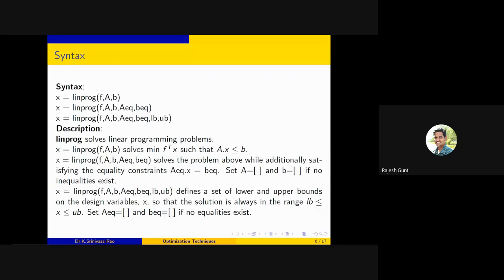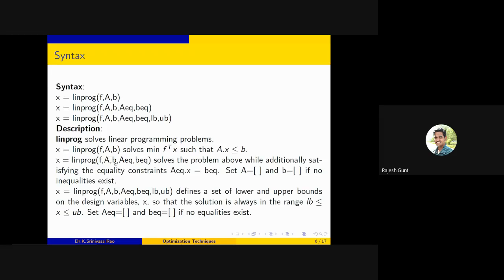So what is the syntax? Syntax is linprog(f, A, b). This is one syntax, and another syntax is linprog(f, A, b, Aeq, beq). Only if inequality constraints are there, we take the first one. If the problem contains inequality constraints and equality constraints, we take this one. If the problem contains equality constraints and inequality constraints, lower bounds and upper bounds, we take this one. Most of the time, we use this third one. Okay. One by one, I will explain.